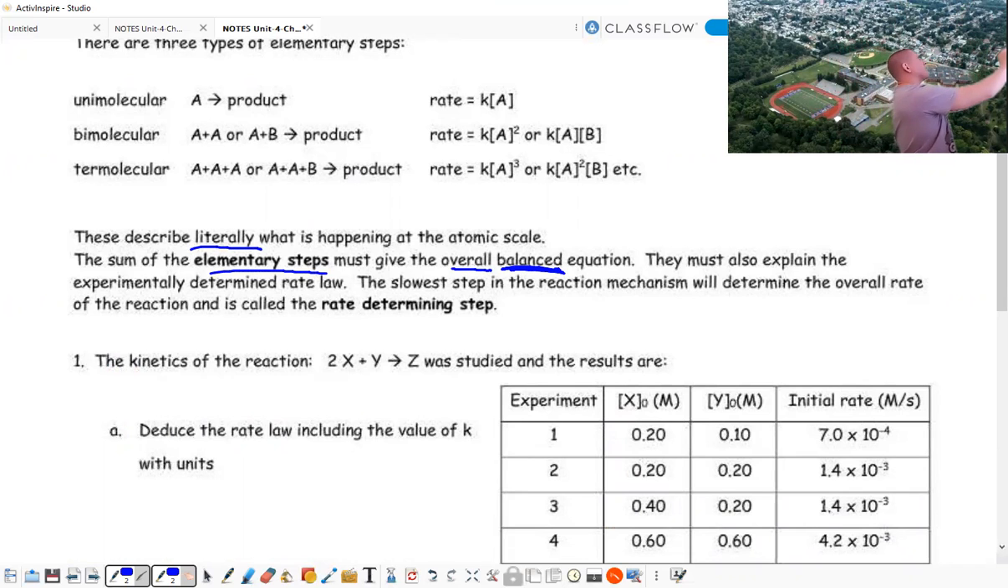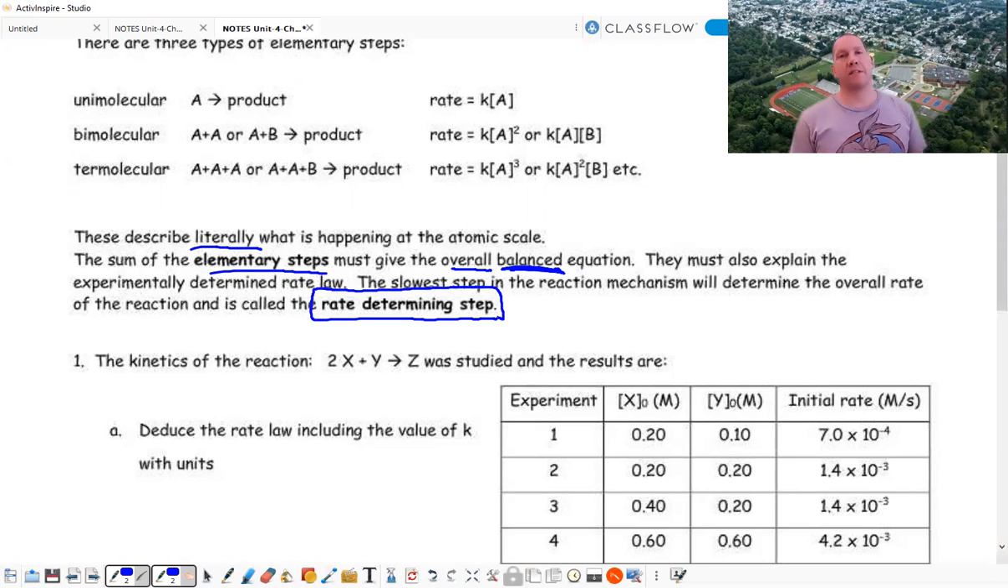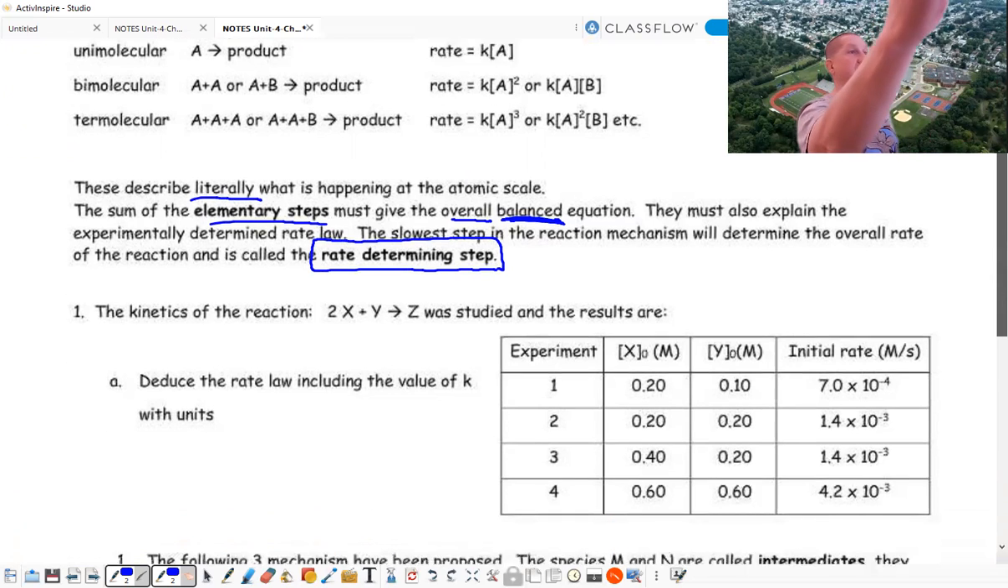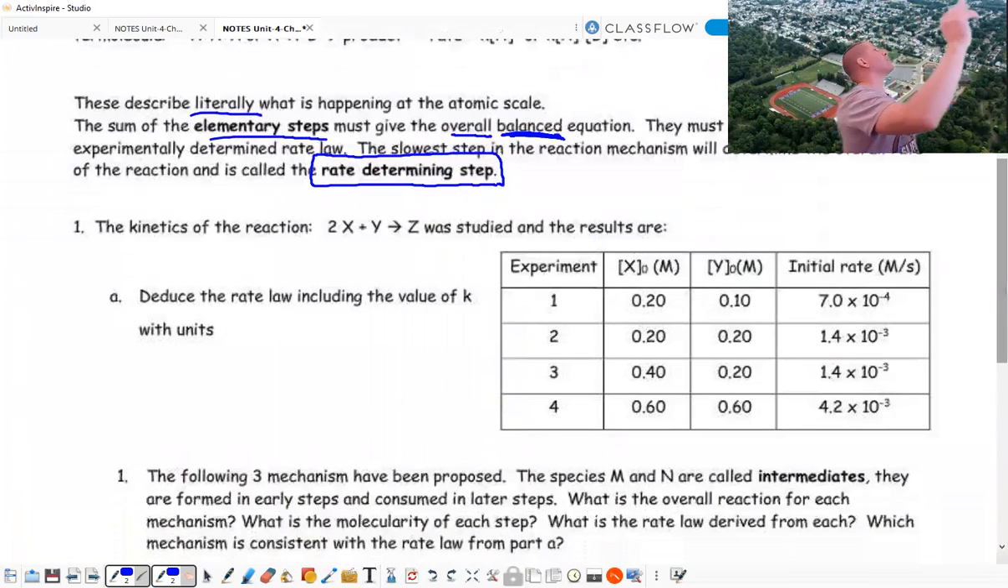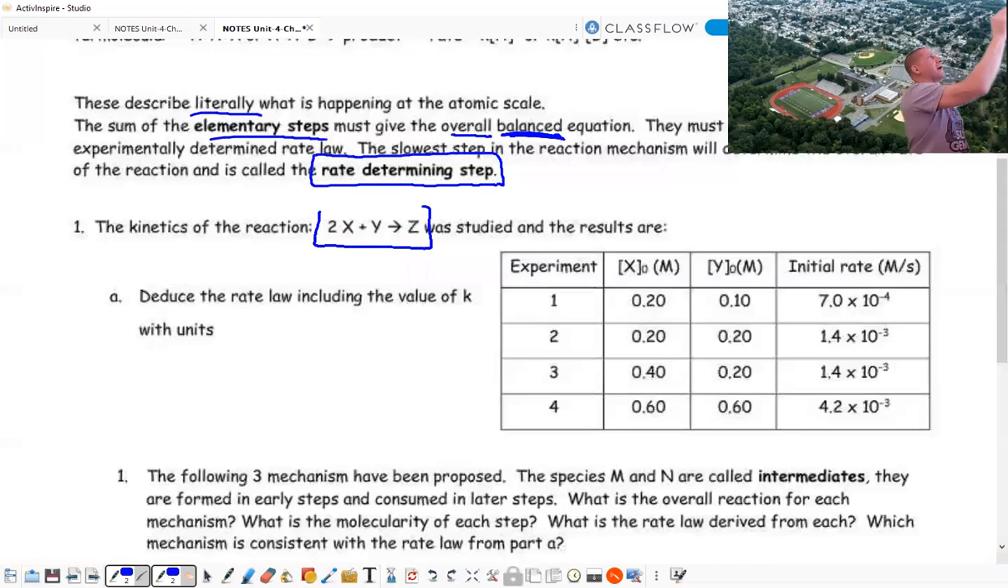They must also explain the experimentally determined rate law. Remember, rate laws are not given by stoichiometry. You have to do the actual experiment, doubling, tripling, quadrupling the concentrations, etc. The rate determining step is always the slowest step. We consider the other ones to happen really fast, instantaneously. One of the steps, though, is really slow, and that's what we call the rate determining step. The way you're going to see that in these is they'll literally be labeled fast or slow, as you can see. All right, so let's just jump in and try it. So here's our overall reaction: 2X plus Y yields Z.